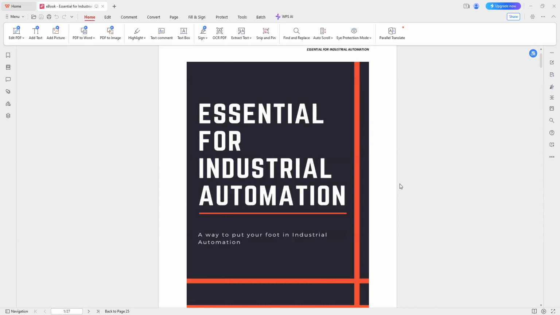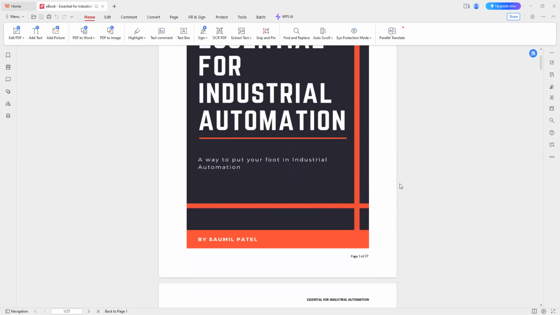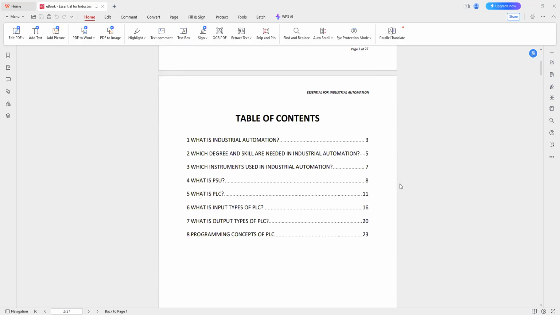So this ebook has been written by me, and the name is Essential for Industrial Automation. This ebook is specially designed for those who are going to start as a fresher in industrial automation. It can be applicable for people like you, or for college pass outs, or who is inside the college right now, in the last year of college. Typically, this book is a way to put your foot in industrial automation. It is the first step in your industrial automation.